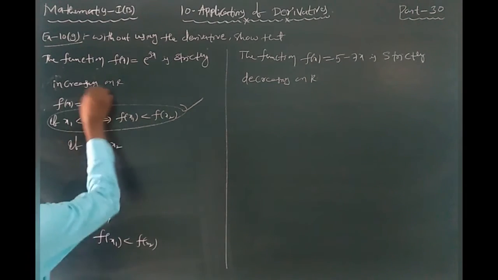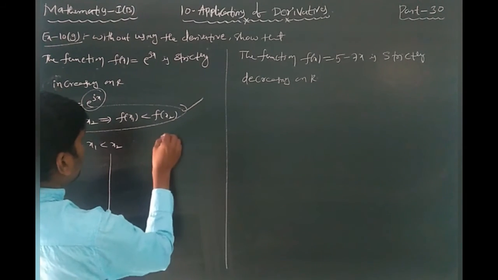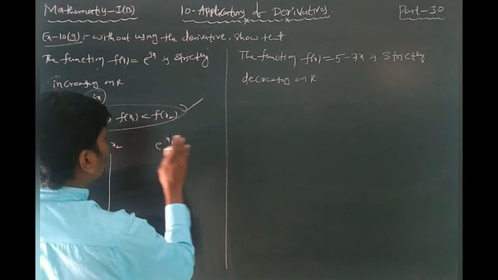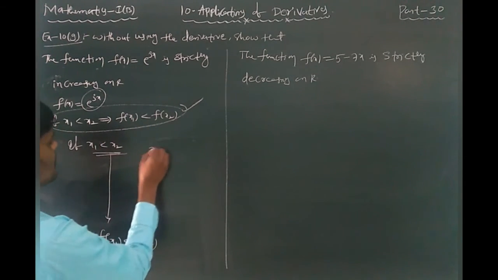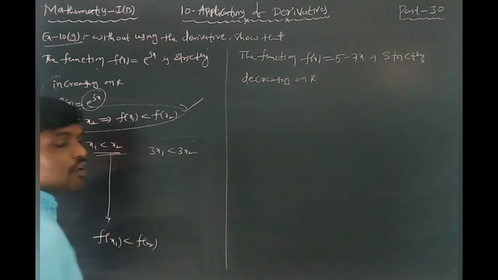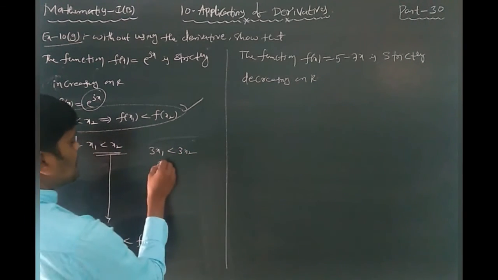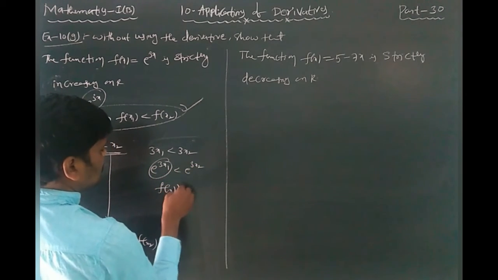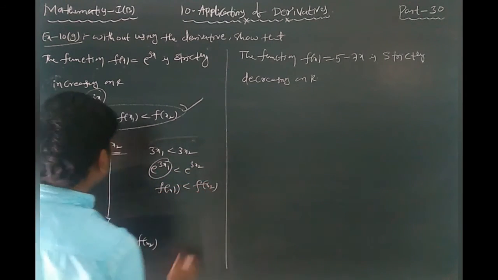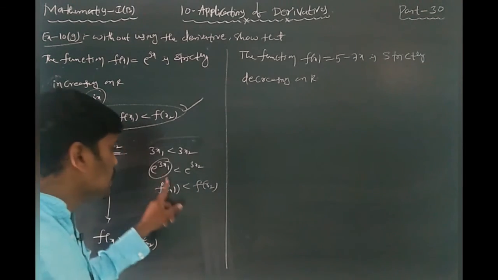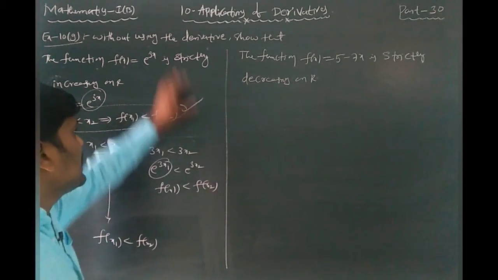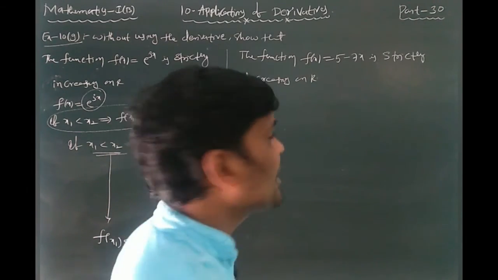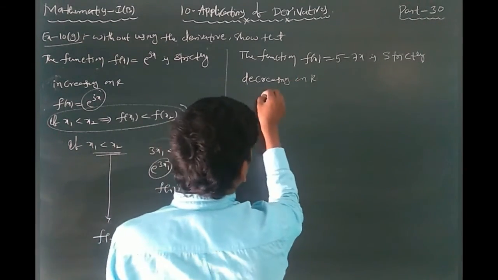Check. Here the function f of x1 is e^(3x1). Taking x1 less than x2, first multiply by 3: 3x1 is less than 3x2. After that, apply base e: e^(3x1) is less than e^(3x2). This is f of x1, this is f of x2. So x1 less than x2 gives f of x1 less than f of x2. That is strictly increasing, completed. This is explained in short.